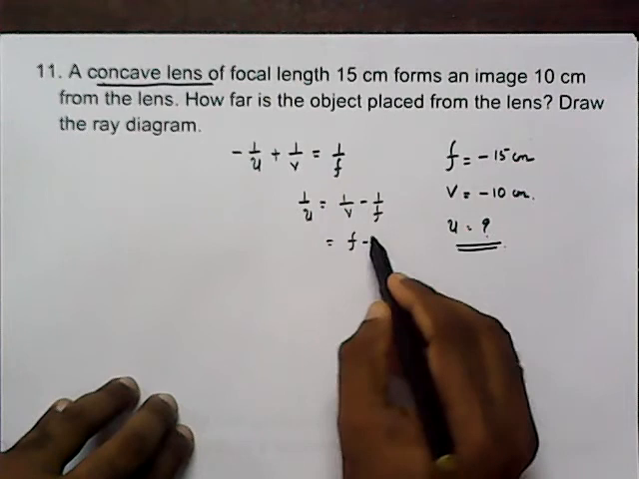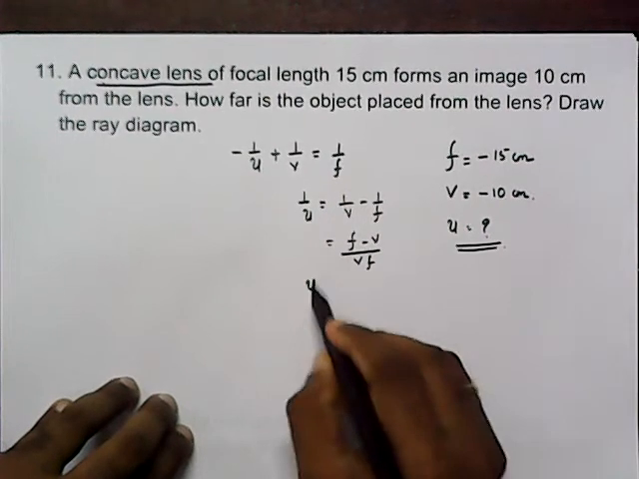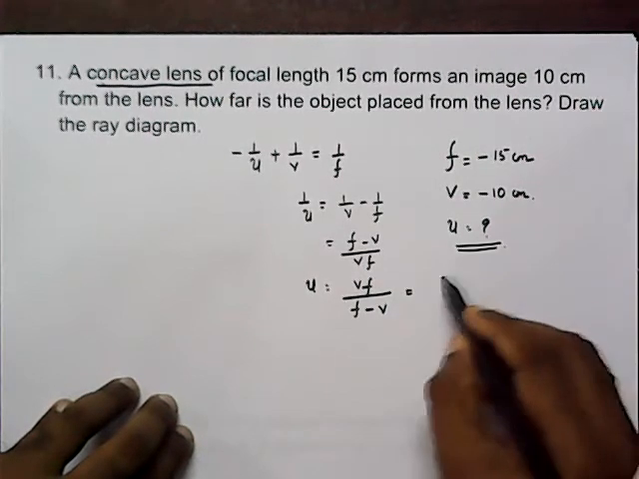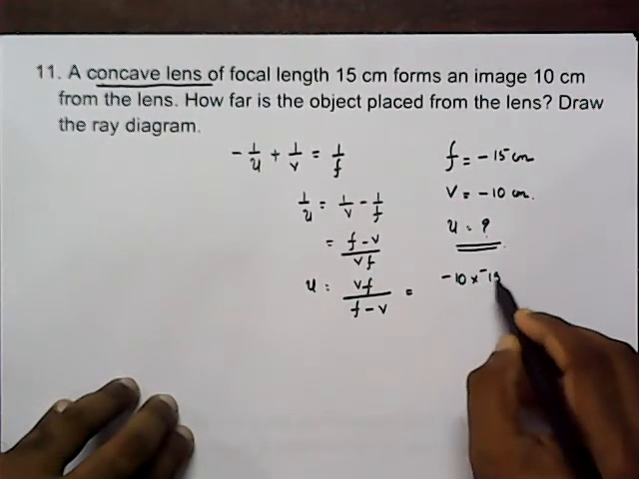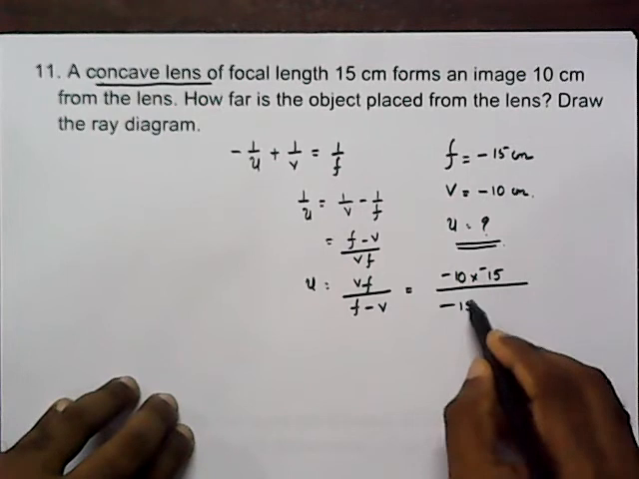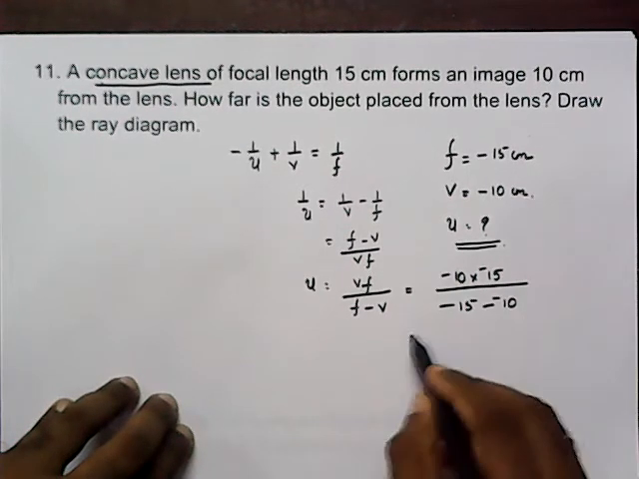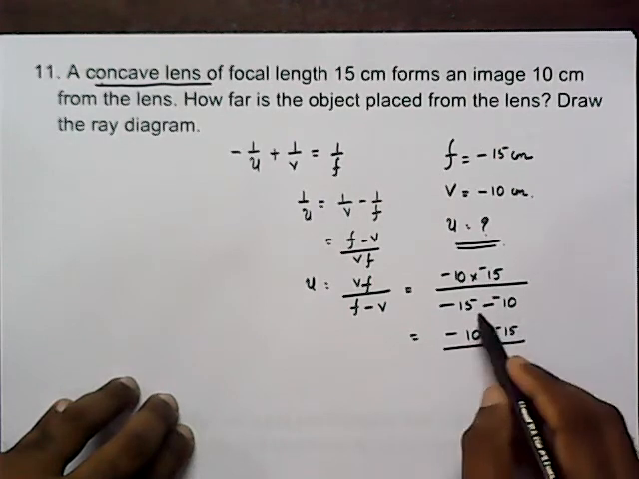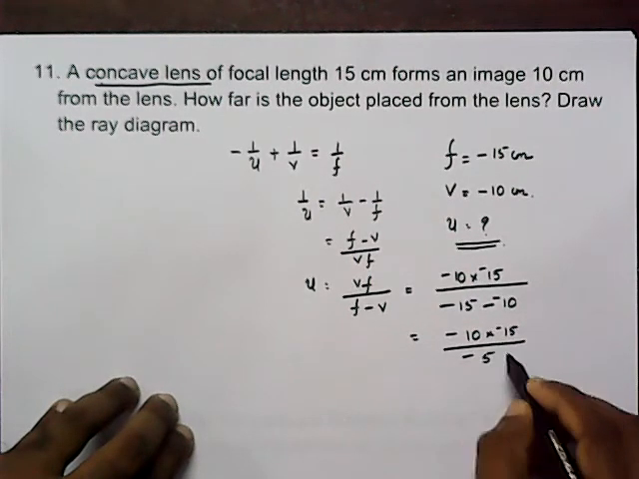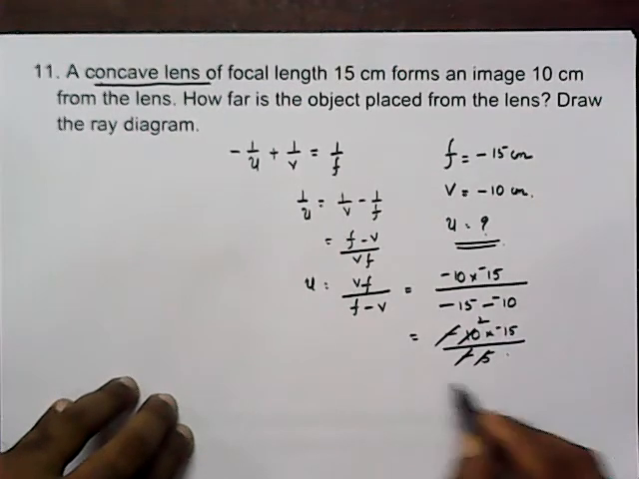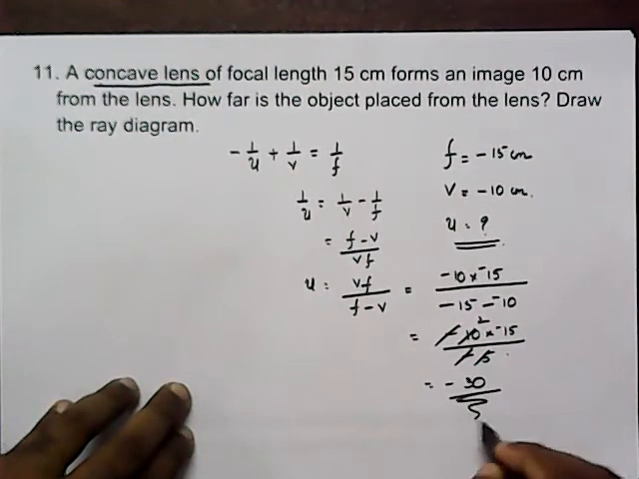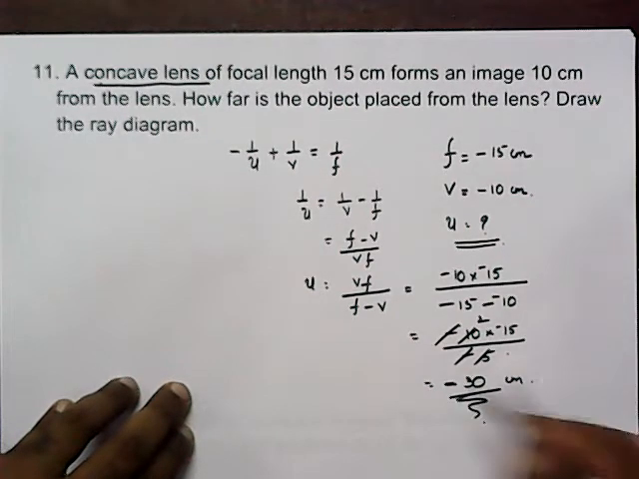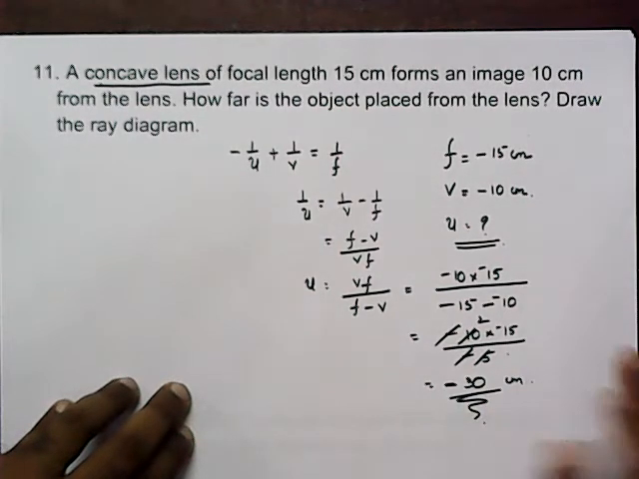So equal to f minus v by vf. So u is equal to vf by f minus v. So what is v here? What is f here? Minus 10 into minus 15 by minus 15 plus 10. So minus 5. So it becomes minus 30 centimeter. Because of the negative sign, we cannot be sure about the answer.